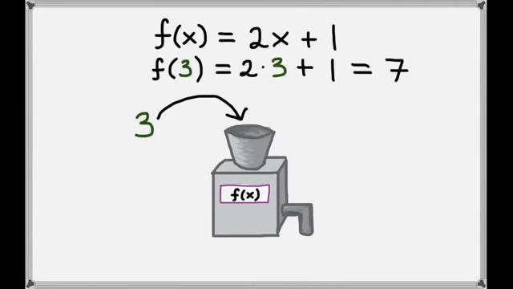So when I put 3 into this function, I can expect to get 7 out of it. Anytime I put 3 into this function, I'll get 7 out. In fact, for any number that I put into this function, there's only one number that will come out of the function. That's the definition of a function.